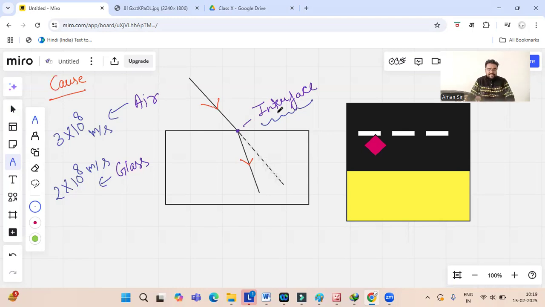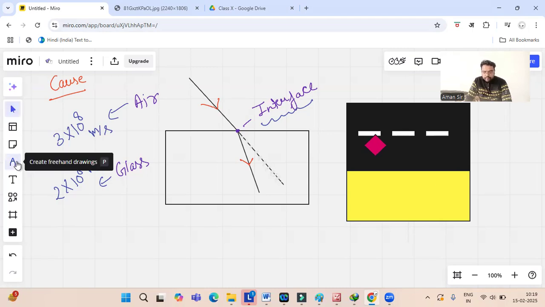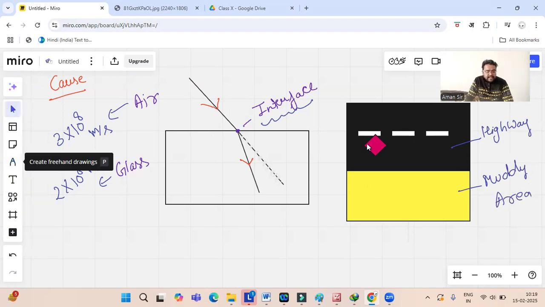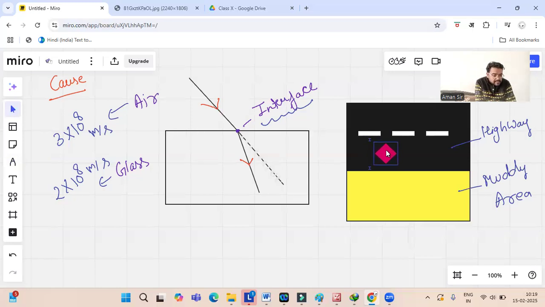To understand this concept, let us consider a situation. I want you to go through this particular diagram. Here we have the situation of a highway, and here we have the muddy area. Over the highway, we can see a car of magenta color, the pink car. Let us suppose the driver suddenly loses control of the car, and the car enters obliquely from the highway to the muddy area.